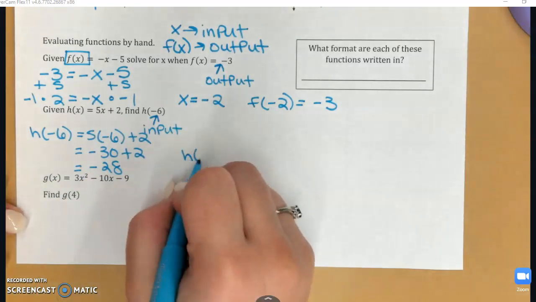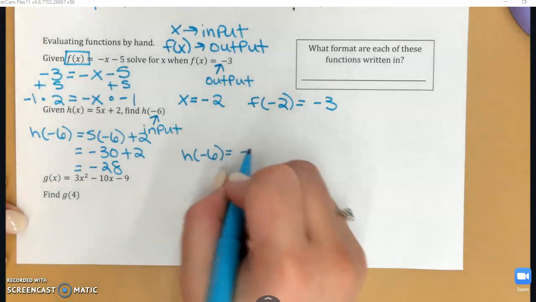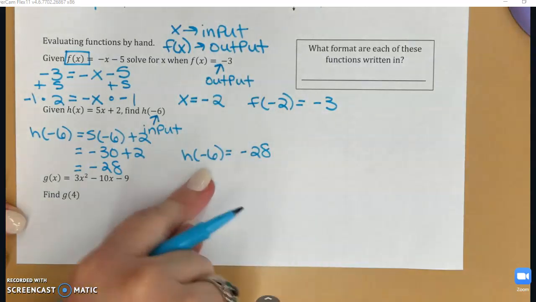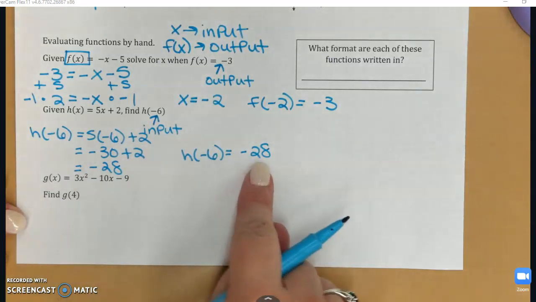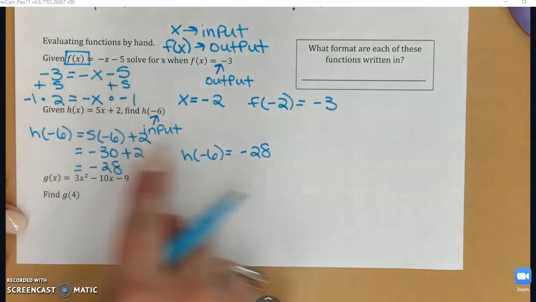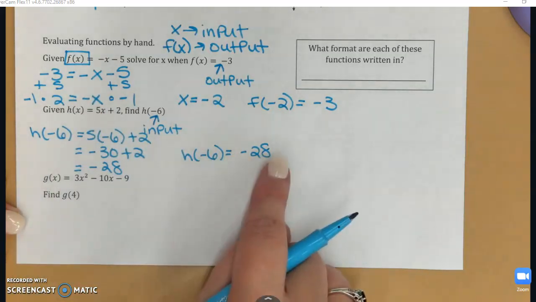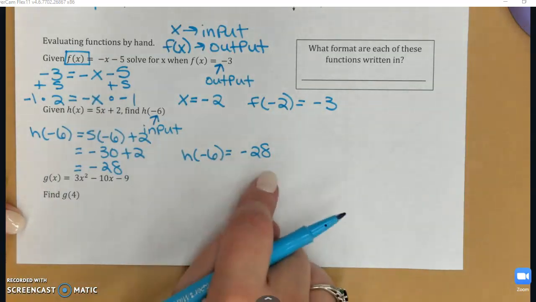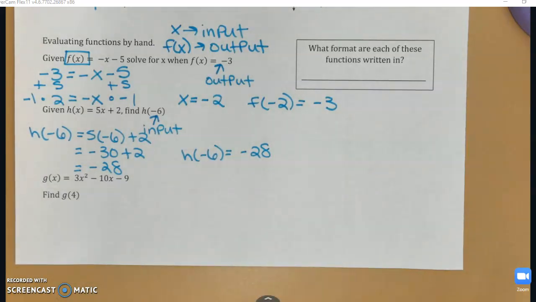So h of -6 is -28. When my input is -6, my output is -28. If I were to graph this, somewhere on my graph I'm going to have an ordered pair at -6, -28.